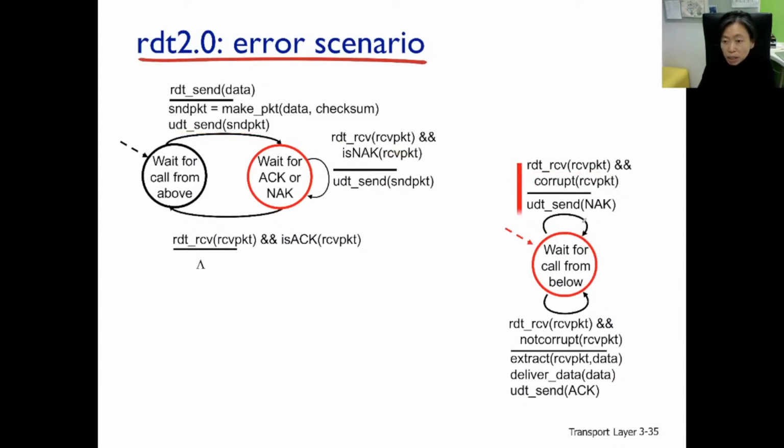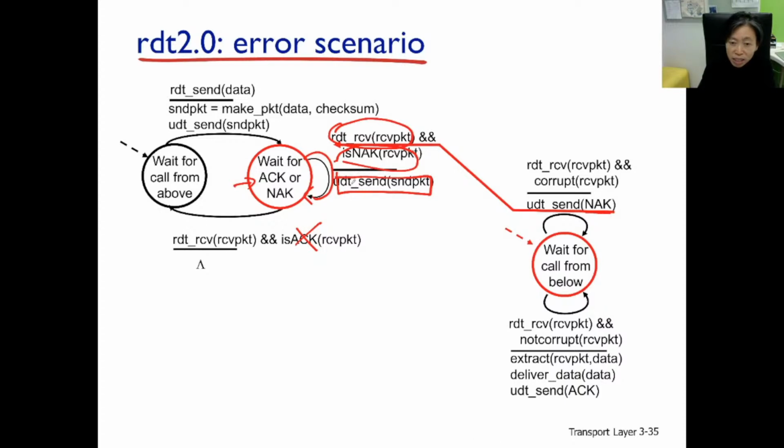So we'll be calling UDT send, and we are sending a negative feedback, the NAC. That's going to fly back. So sender here waiting for ACK or NAC state, then gets a call from below. And it's checking and finds that it's a NAC, not the ACK. Therefore, this transition matches and is being triggered. This action is being taken.